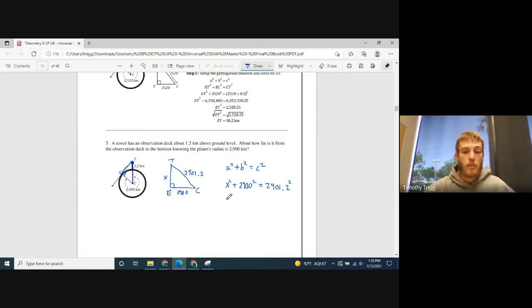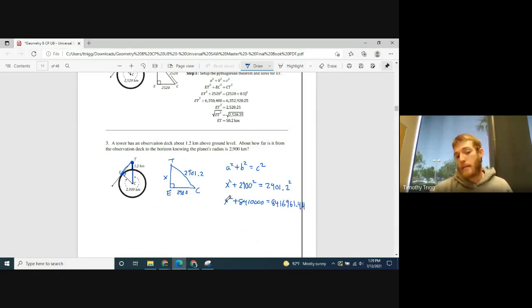So now with our calculator, we're going to do X squared plus 2,900 squared. So this is a large number. It's 8, 4, 1, and 4 zeros. 1, 2, 3, 4. Use your calculator and make sure you get that same number and you know how to find that. Okay, so that would be 2900 squared. That means 2900 times 2900. Then do the same with the C squared. So that's 2901.2 squared. So that would give me 8,416,961.44.